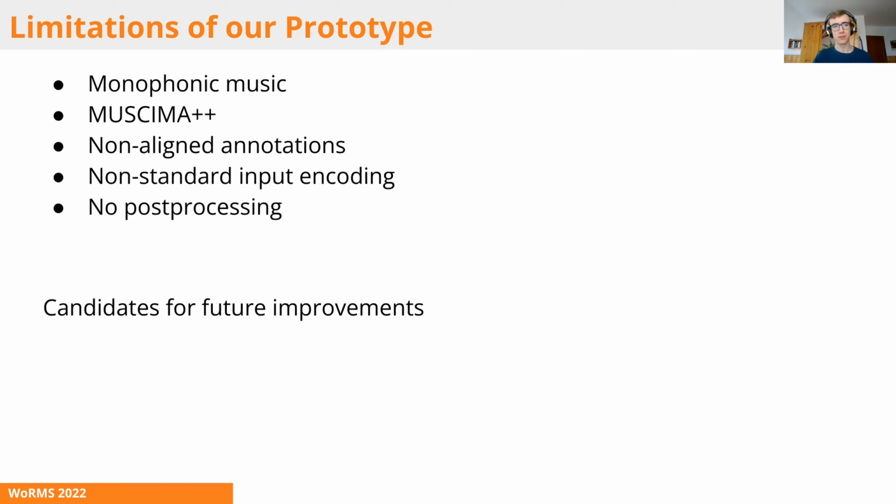We currently work with non-aligned annotations, but some models require aligned annotations. In the keynote at the beginning, there was a description of the frame-based labels. That's an example of an aligned annotation. And also we use a non-standard input encoding. So our plan for the future is to provide multiple encodings, either as an input and/or as an output, so that the data can be used in multiple situations.